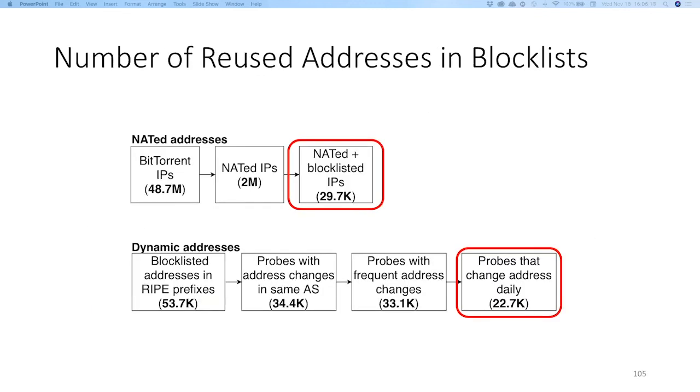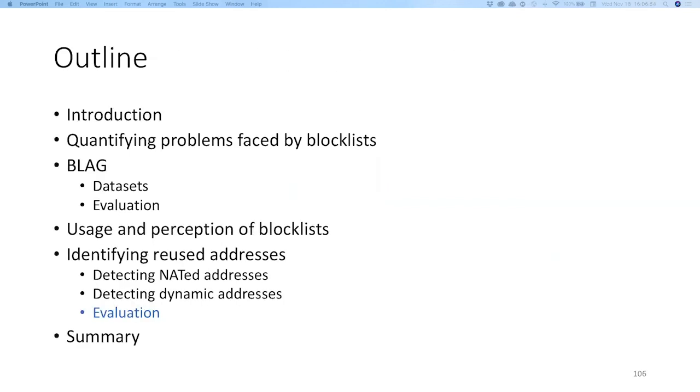So what we did was take the IP addresses that were listed in blocklists, and the IP addresses that were identified to be reused, and took the intersection of them to see blocklisted reused addresses. Using our BitTorrent crawler technique, we identified about 30,000 IP addresses that are natted and are also present in blocklists. Using our dynamic address detection, we detected about 22,000 IP addresses that are blocklisted and are dynamically allocated. So let's look into some interesting results, and we'll try to answer three main questions.